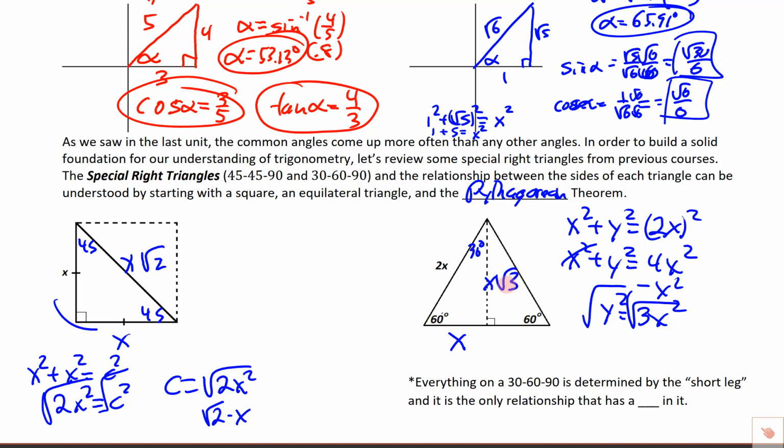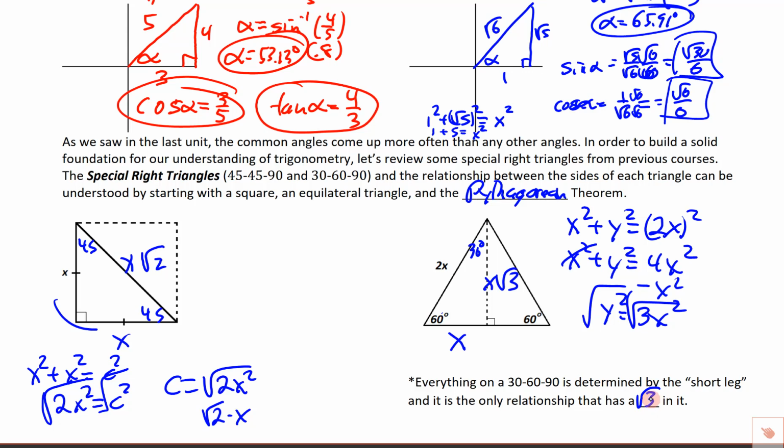Okay? So these are the relationships on the special right triangles. Now what I want you to notice about this is this. Everything on a 30, 60, 90 has to go through the short leg. Notice we've got an x here, an x here, and an x here. So you've got to figure out what the short leg is before you find out what the other ones are.